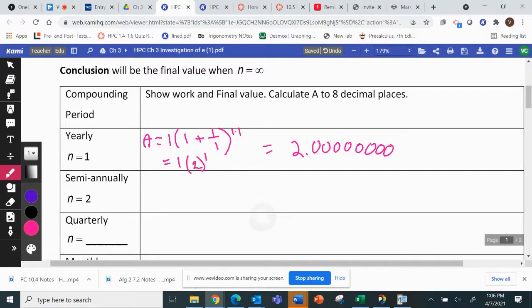So we'll do the second one. Still $1 invested. It's still 1 plus. We're still doing 100%, but this time we're going to compound it semi-annually, which is 2. So my n value is 2. And then we raise that to the 2 times 1 power. This one I could probably do in my head, but the rest of them I'm going to start using my calculator. This one would be like 1.5 to the second power. Anybody know 1.5 squared?